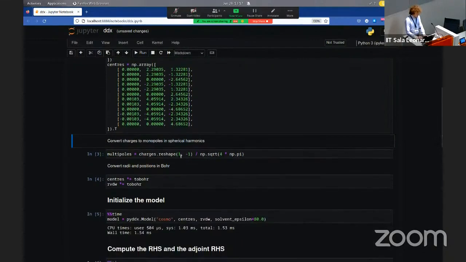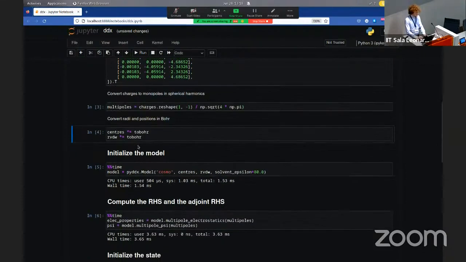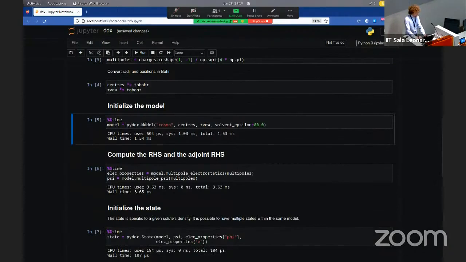Then we have to convert, as I said before, the charges to monopoles, and because we go from Cartesian multipoles to spherical harmonics multipoles, here it is simply a scaling by the square root of 4 pi. And then we also convert all the distances to Bohr because our library uses atomic units, so we don't want angstrom inside. And then first we have to initialize the model. This takes care of all the pre-computed constants and geometry-related things.